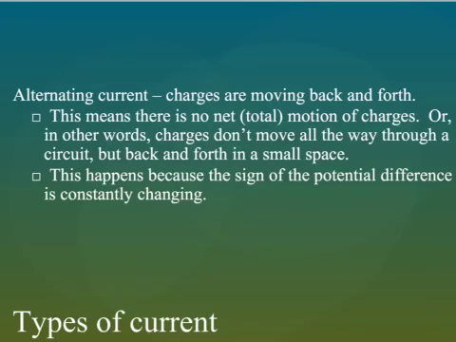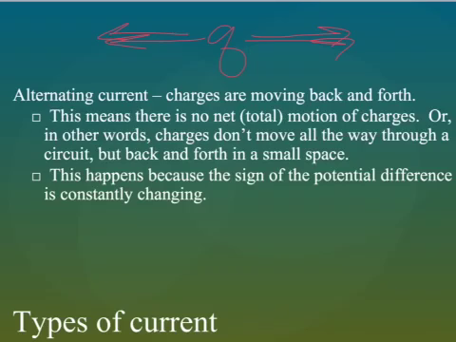Alternating current, though, is a little bit different. In alternating current, charges are moving back and forth. So now we have a charge here that will move this way, and then this way, and then this way, and then this way. And it will keep going back and forth like that. This means there's no net or total motion of the charges. So this charge, if it was in a circuit, would not go all the way around. It's just going back and forth.